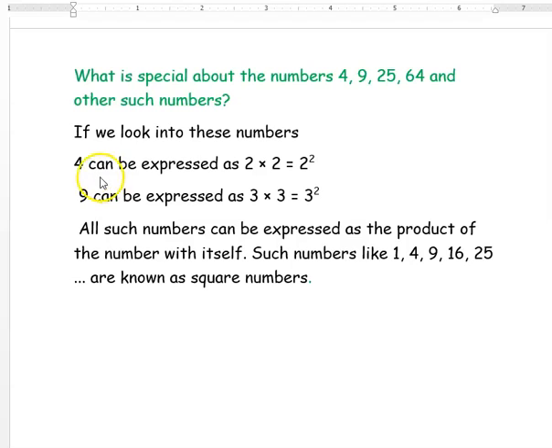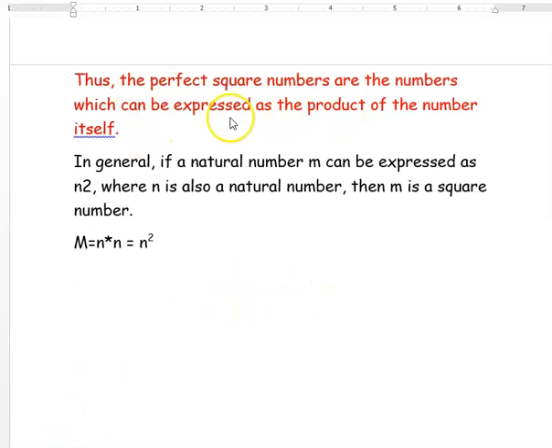The numbers like 1, 4, 9, 16, 25 and so on are known as square numbers. Thus, perfect square numbers are the numbers which can be expressed as the product of a number with itself. In general, if a natural number m can be expressed as n squared, where n is also a natural number, then m is called a square number or perfect square.